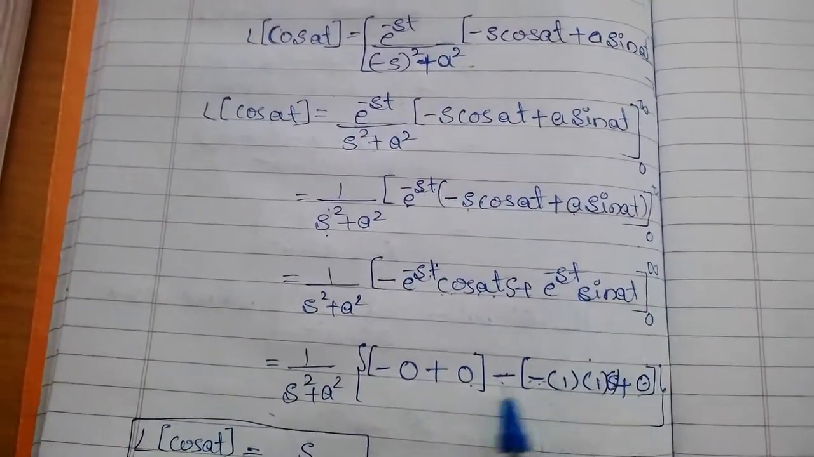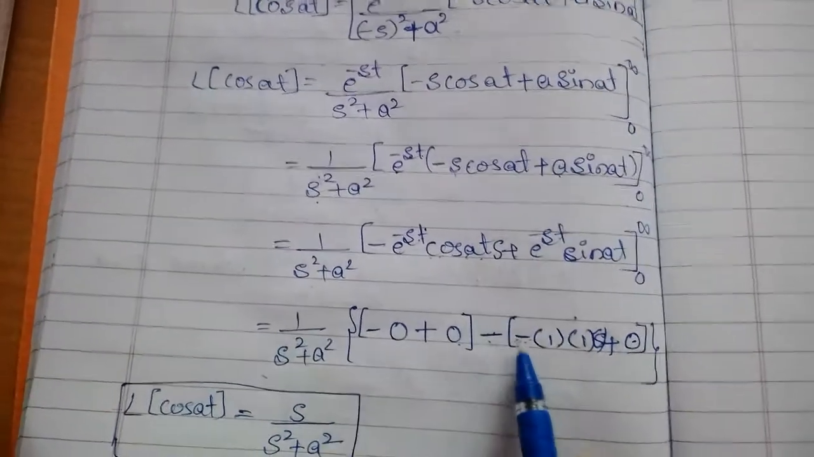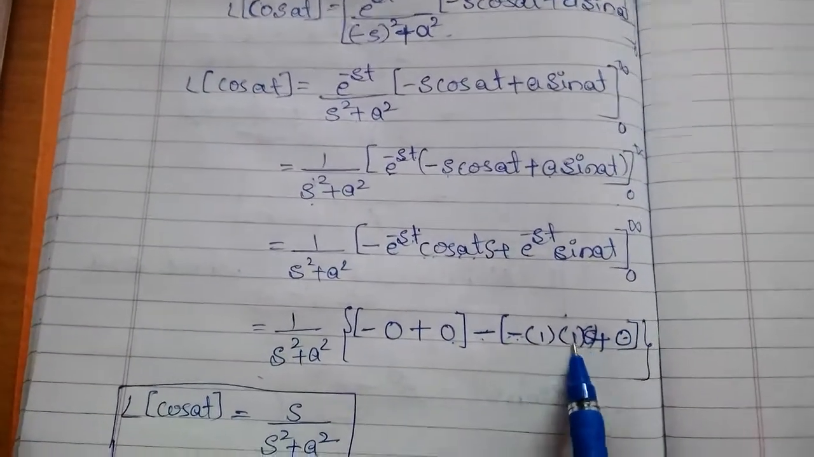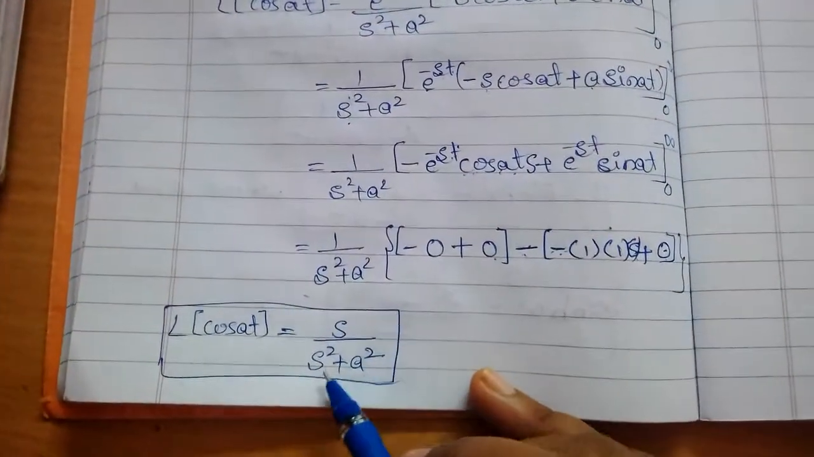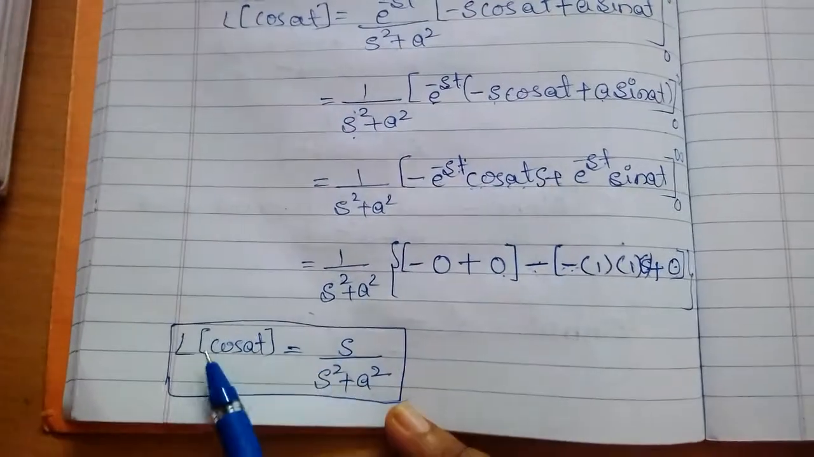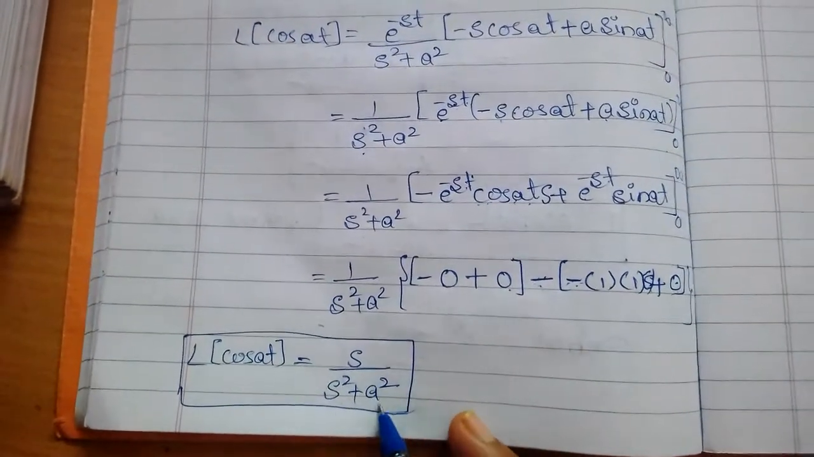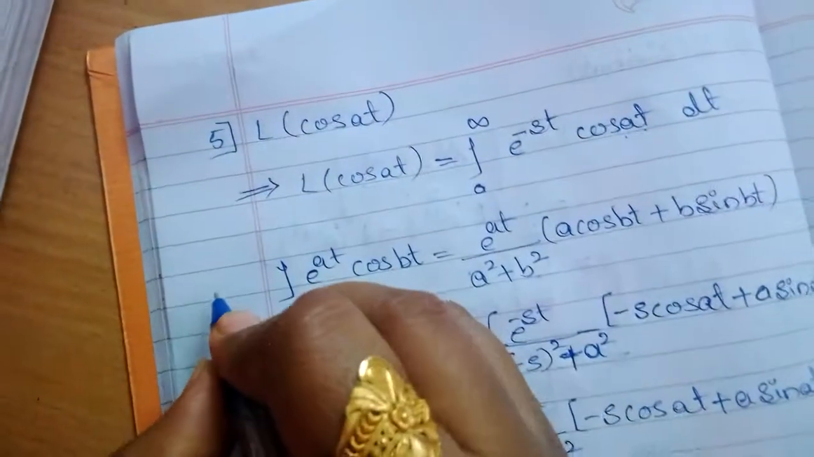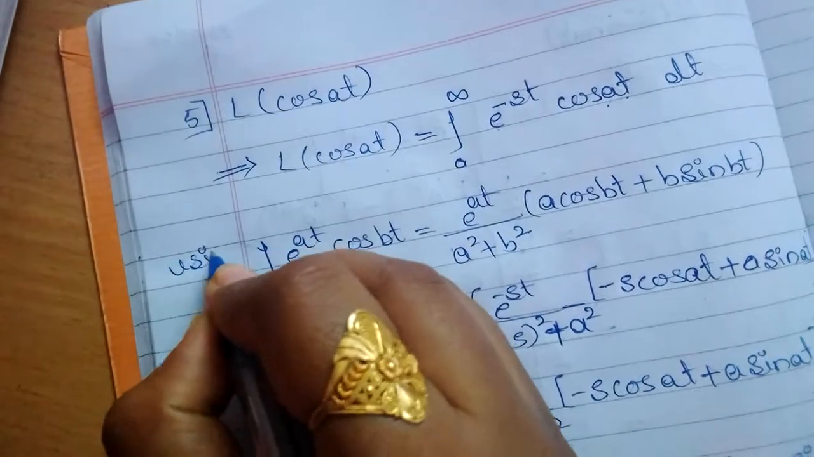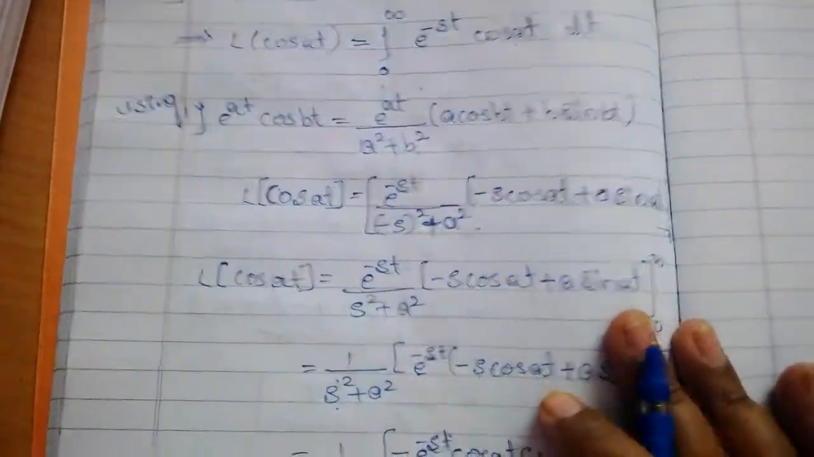After applying limits we get minus 0 plus 0. This is for upper limit. Minus 1 into 1 into s plus 0. Therefore final answer is s divided by s square plus a square. Laplace transform of cos at is equal to s divided by s square plus a square. This is the formula here. Using this formula here, integration of e raised to at cos bt.